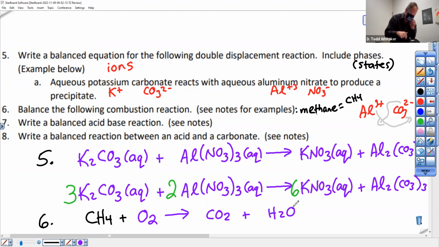It doesn't say you need states, right? So I don't bother. I don't need states if I don't ask for states or phases. I prefer the word states. So what are you going to get? Let's see. You want to do the carbons first? They're done. There's 1 carbon on each side, right? Move on to H's. Don't move on to O's. O's are last in a combustion reaction.